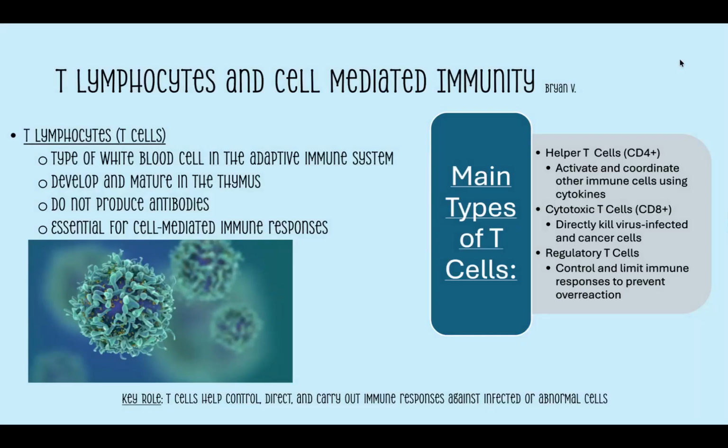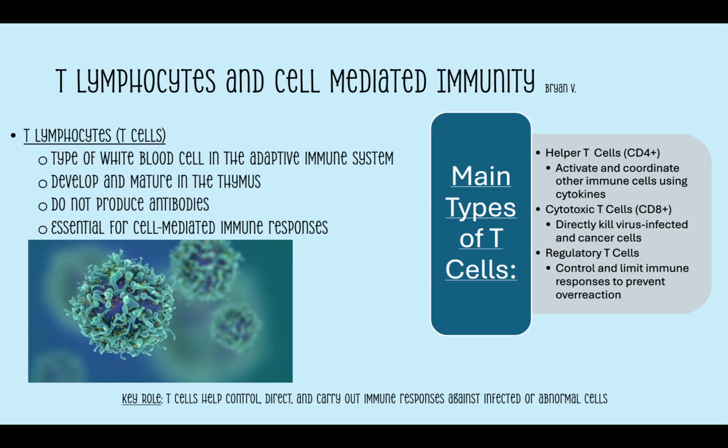T cells are a type of white blood cell that are part of the adaptive immune system, meaning they help the body recognize specific pathogens and respond to them in a targeted way. They get the name from the thymus, which is the organ where they develop and mature. Unlike B cells, T cells do not produce antibodies.